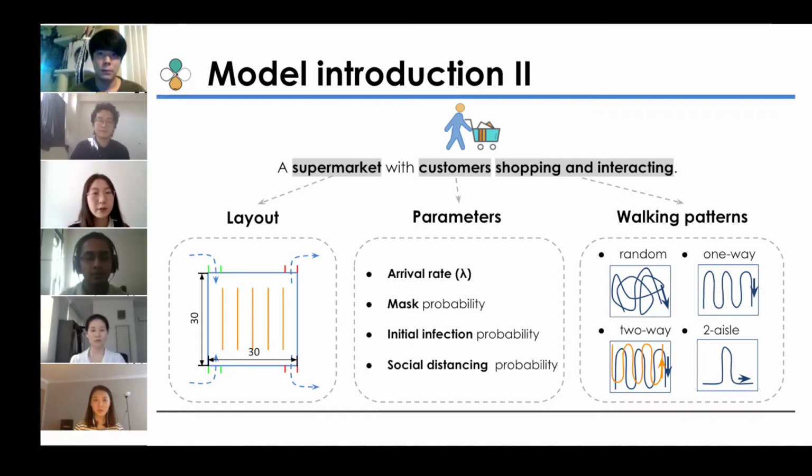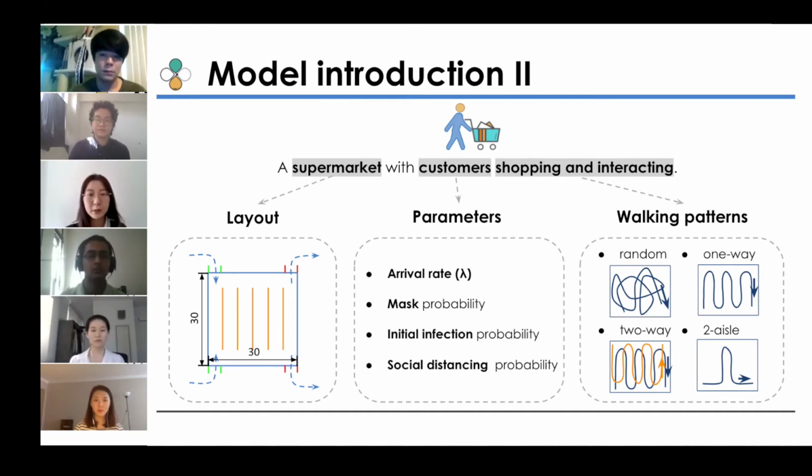Now we're going to use Mesa to build our own model. The first step to build our model is to know what we want. As we said before, we want to simulate a supermarket with customers shopping and interacting. We split this sentence and we got 3 demands: the supermarket, the customers, and the in-store actions. For the supermarket, we made some layout settings. Like here, we set a square with 30 units side lengths, 2 entries on the left, 2 exits on the right, and we also set some shelves in the supermarket.